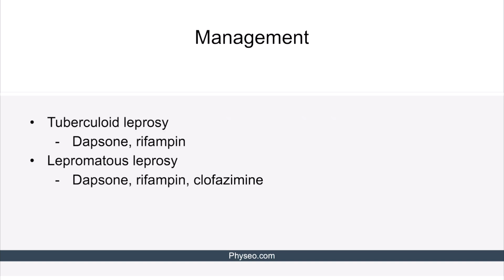As far as management goes, tuberculoid leprosy is treated with dapsone and rifampin. Lepromatous leprosy, on the other hand, is treated with dapsone, rifampin, and clofazimine. Notably, Mycobacterium leprae is a tough bug to get rid of, and the recovery course may last months to years.